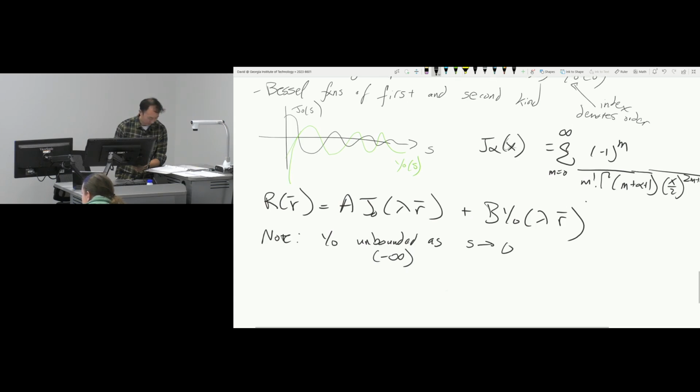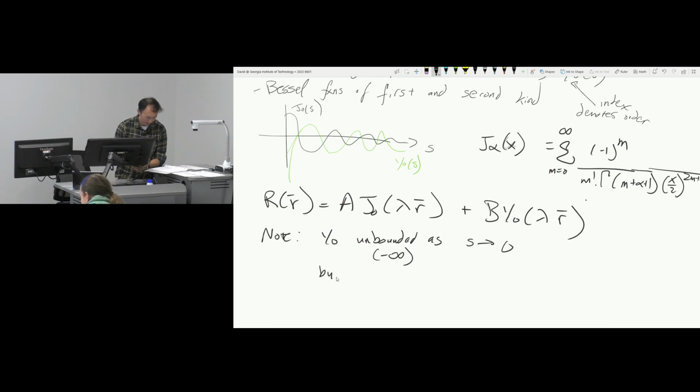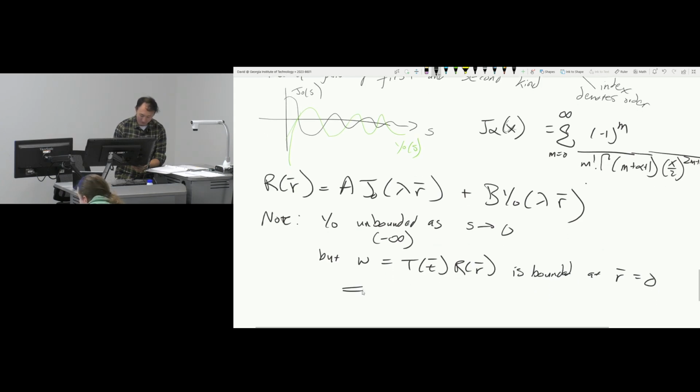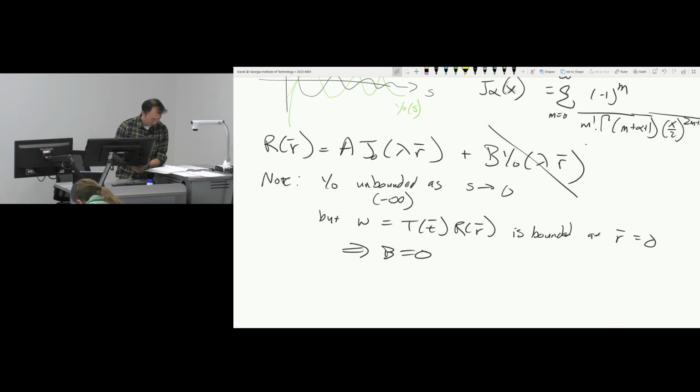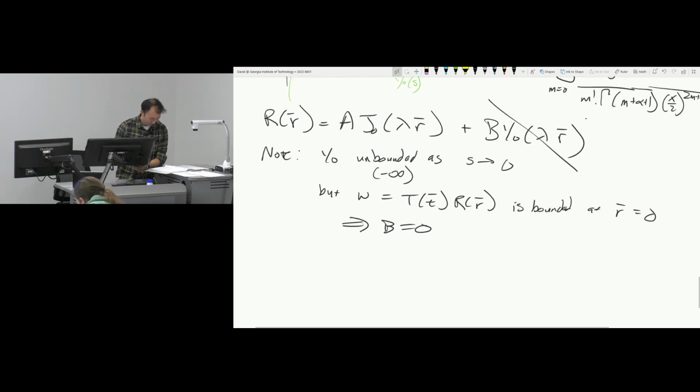It goes to negative infinity. But w is equal to T of t bar, R of r bar is bounded at r bar equal to 0. That means that B is equal to 0, so we don't have that term. That's applying one of the boundary conditions. So we have R of r bar is equal to A J naught of lambda r.